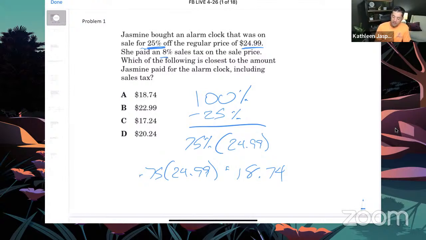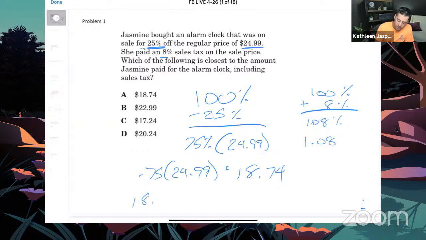Now it says she paid 8% sales tax on the sale price. Okay, so then I start the whole thing over again. I've got a new 100%. So this was the old one. Now, the cost of sales tax is 8%. But if I want to do it all in one step, if I have 100% of my price, in this case the $18.74, and I add sales tax, so that's plus 8%, I'm paying 108% of the price. Does that make sense? So 108% is 1.08 as a decimal.